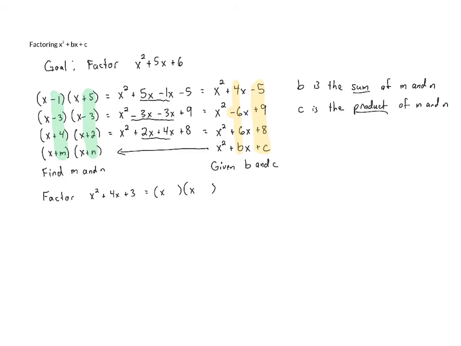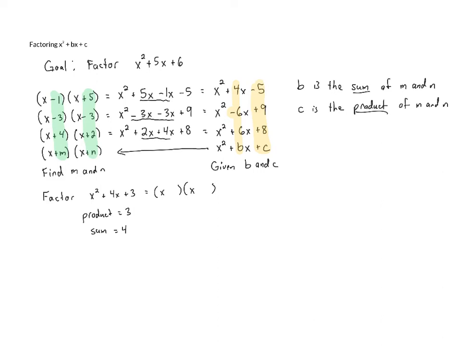But we have two pieces of information that we can start with. First of all, we have this constant term 3, and we know that the constant term is the product of the two numbers. So we're looking for two numbers that have a product equal to 3. The other clue we have is this 4, and we know that we want the two numbers that have a sum of 4. So we're looking for two numbers that have a sum of 4. A product of 3 and a sum of 4.